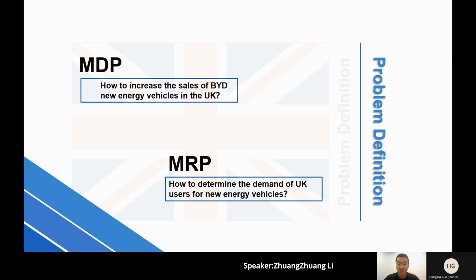Based on this background, we define the problem. The management decision problem is how to increase the sales of BYD new energy vehicles in the UK. The market research problem is how to determine the demand of UK users for new energy vehicles.